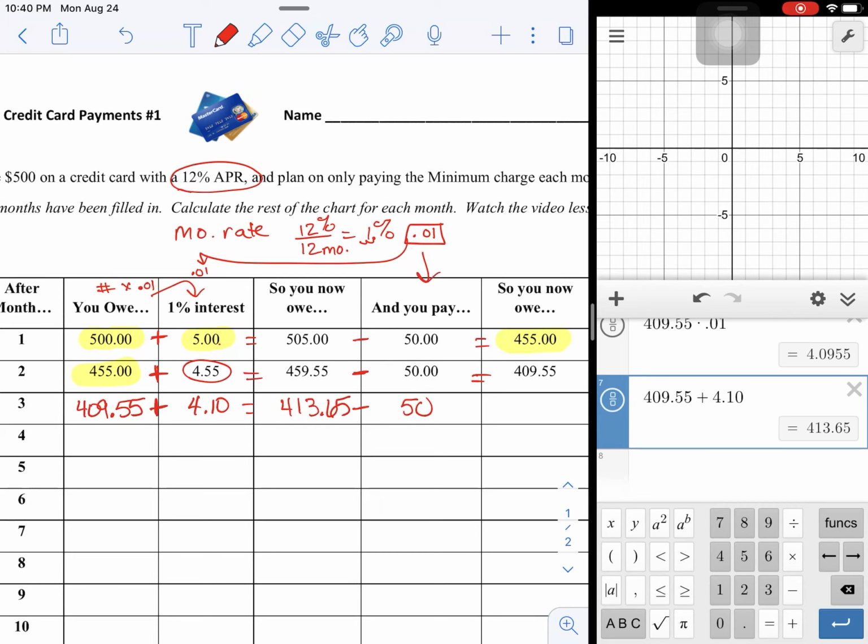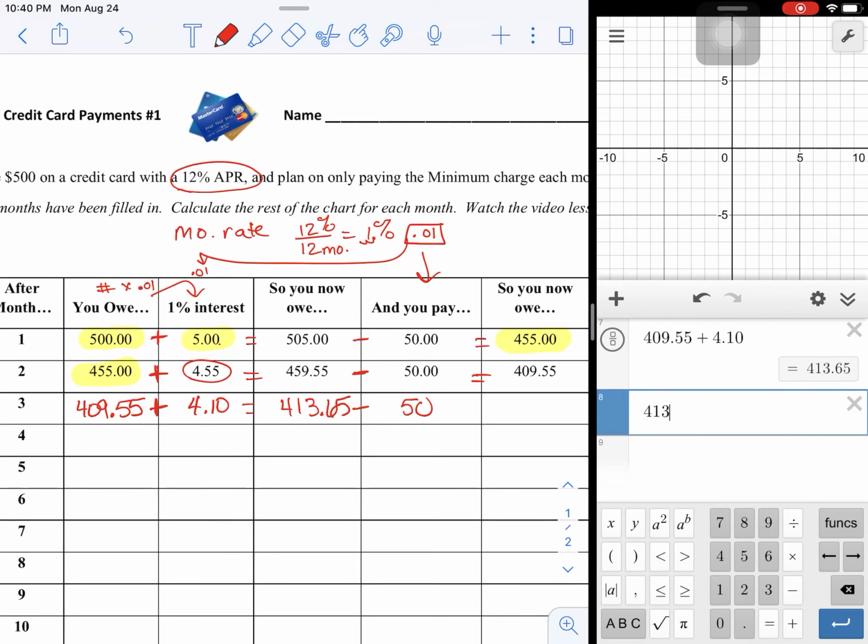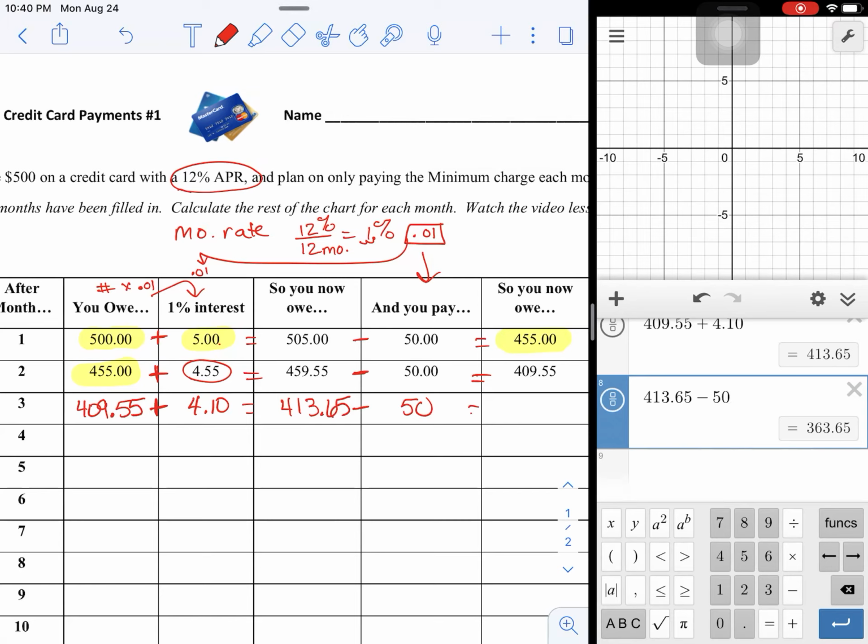So this row is always $50. So I'm going to take the $413.65 and subtract off $50. I get $363.65. So I'm paying off this bill, but slowly, because every month they're charging me $5, $4.55, $4.10. So it gets a little annoying to keep seeing those charges.